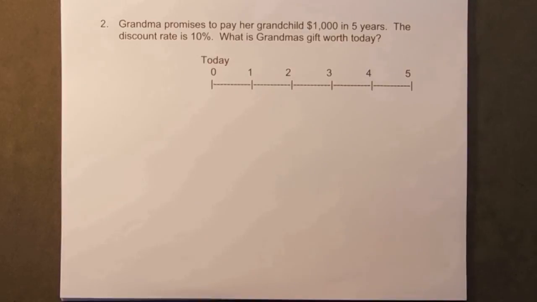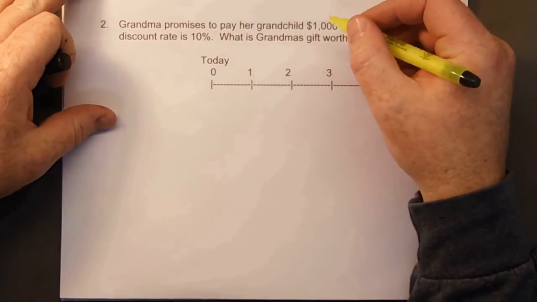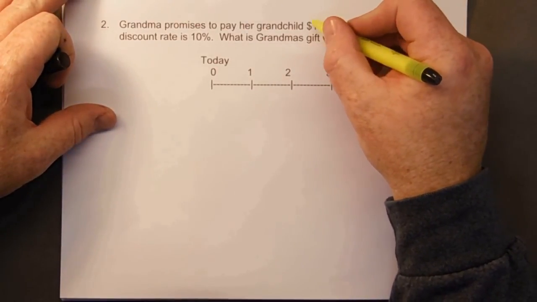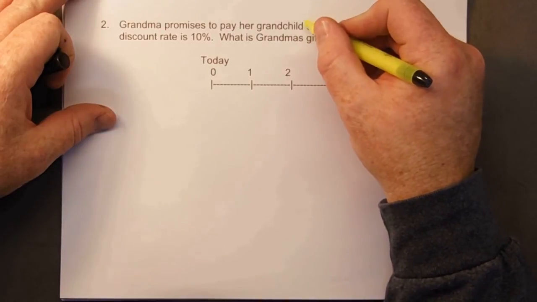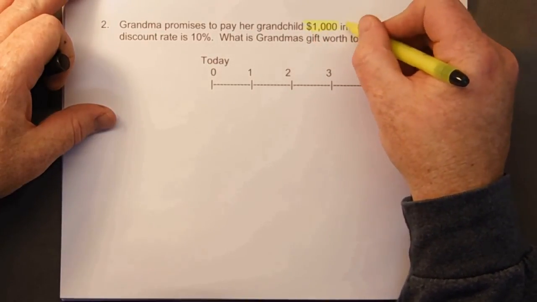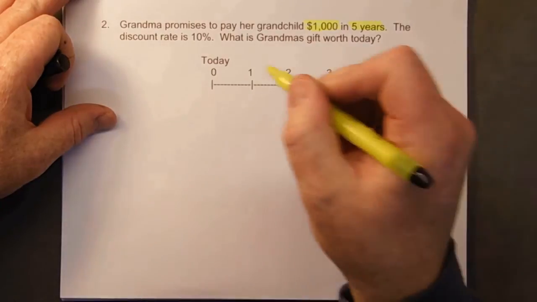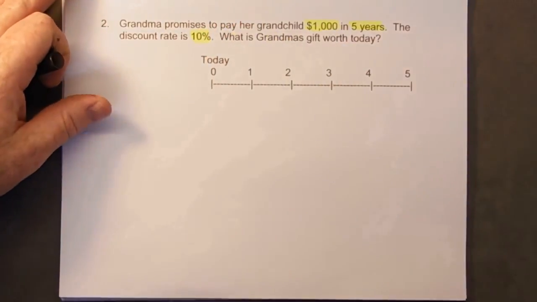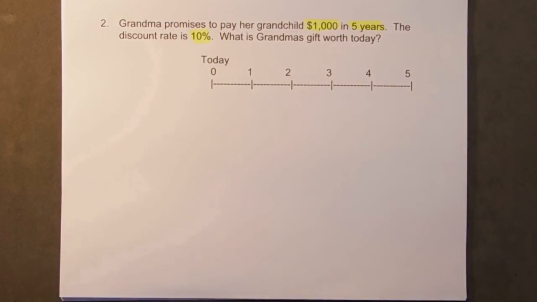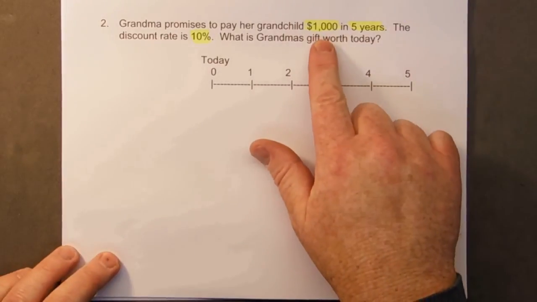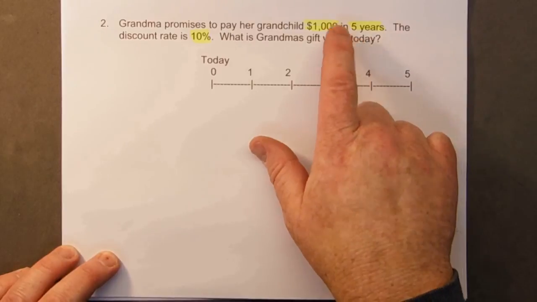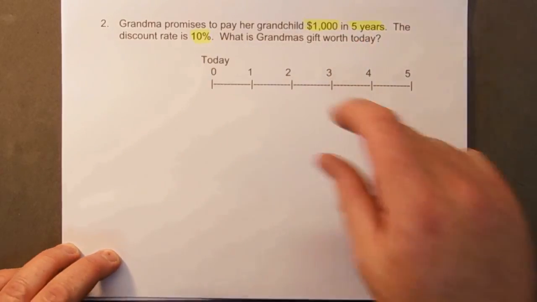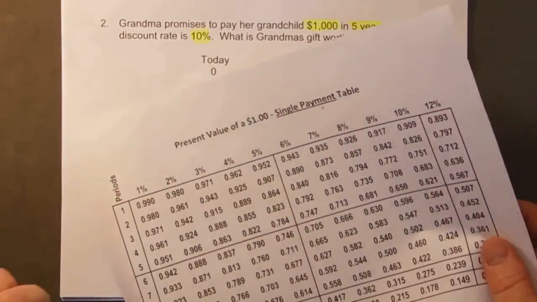Well, Grandma promises to pay $1,000 again. But this time it's for 5 years. And the interest rate is 10%. Alright. So we want to see what that's worth today.